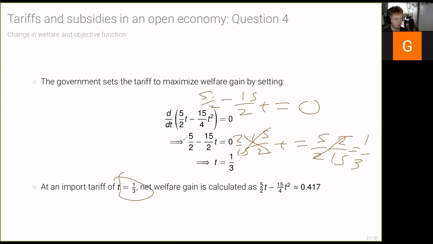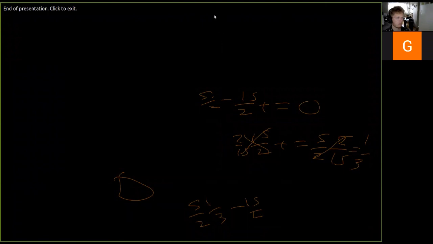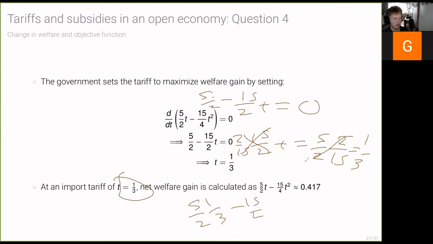And then all we have to do to calculate the net welfare gain is go back into the formula for net welfare gain that we figured out in the previous slide, and multiply everything through by 1/3. So now that will be the fourths. Oh, I see, I went on to the left side. Times 15 fourths times 1/3 squared, which is 1/9. And so it turns out that that will be roughly 0.4.